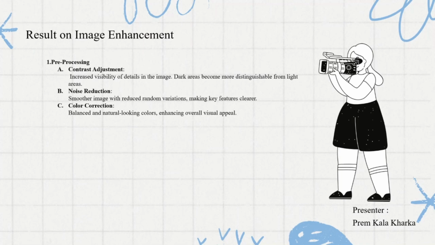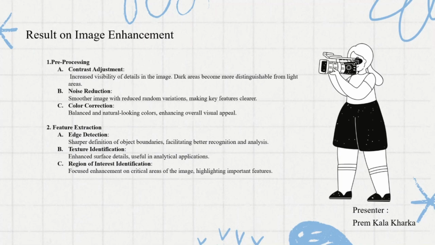Next is texture identification. Enhanced patterns and surface details are particularly useful in various analytical applications such as material science and geology. The last is region of interest identification, focusing enhancement on critical areas of the image such as specific objects or features, allowing more detailed analysis of important regions without unnecessary processing of the entire image.